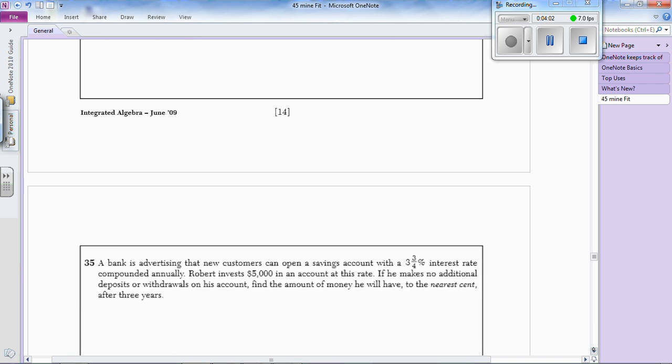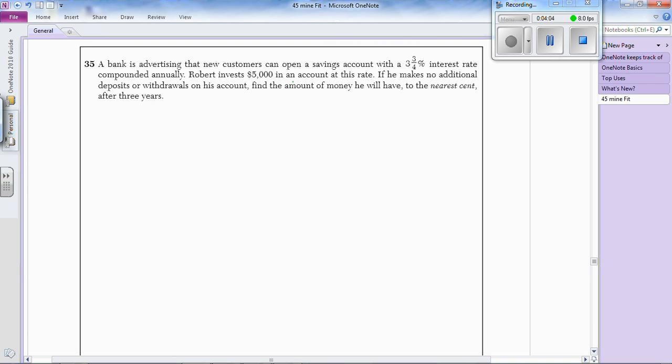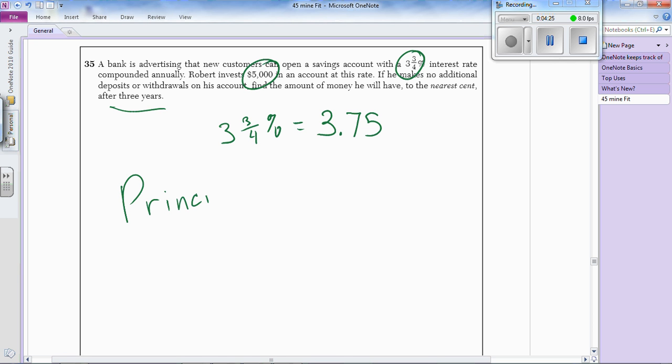Next question. A bank is advertising new customers can open their savings account with 3 3/4%. Hopefully you all know that's the same as 3.75. Here's my starting amount and 3 years. So if you remember, it's principal times 1 plus or minus percent raised to the number of years. So the principal is the starting amount, which is $5 grand. And we're going to take 1.